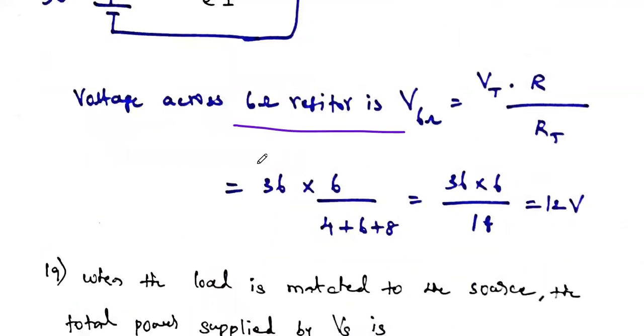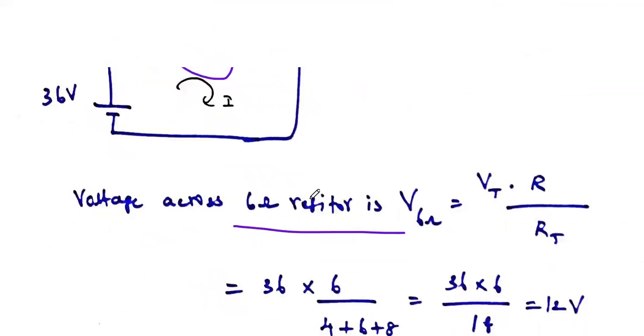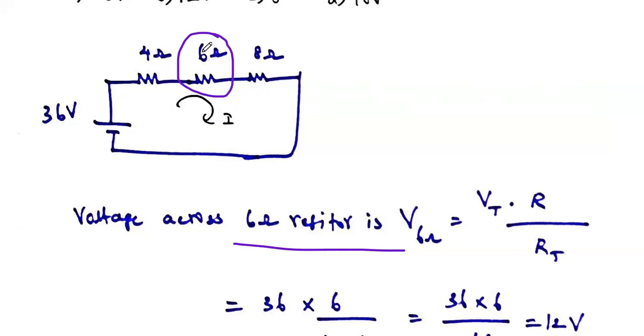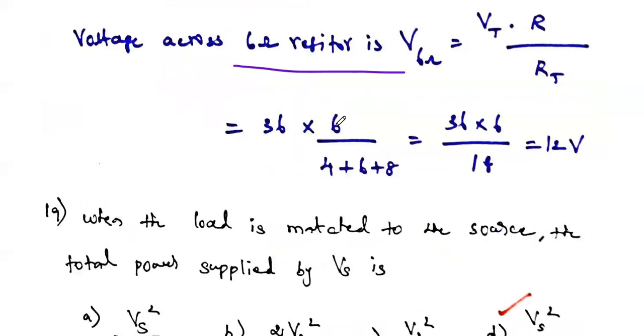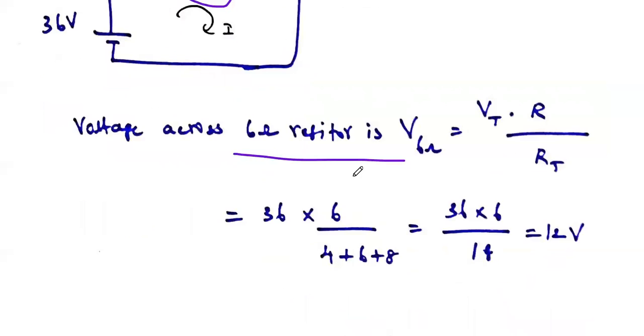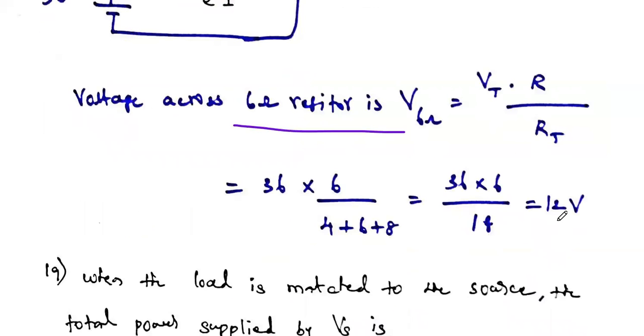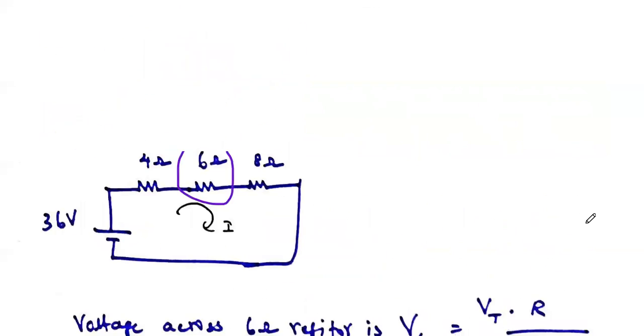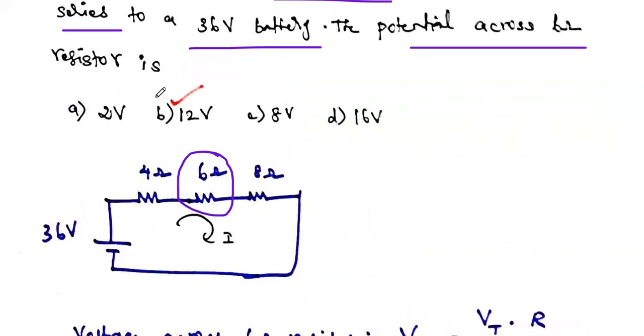So the total voltage is 36, into 6, since our aim is to find the voltage across the 6 ohm resistor, divided by the addition of all resistors, 4 plus 6 plus 8. If you solve, you get 12 volt. So the voltage across the 6 ohm resistor is 12 volt. This is the correct option.